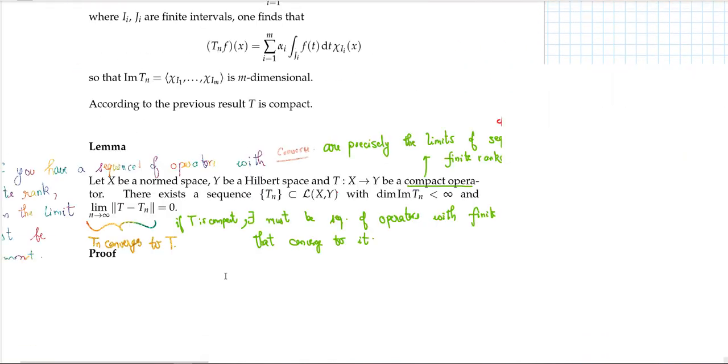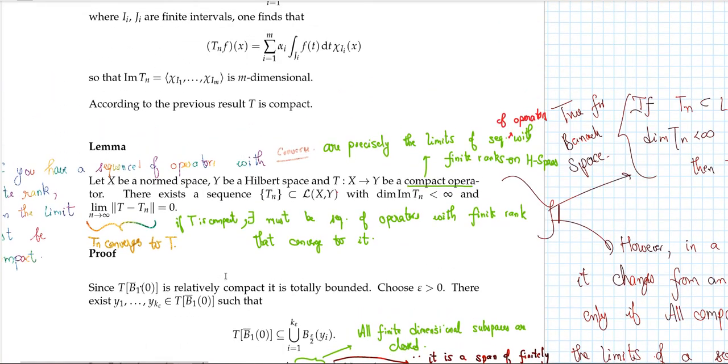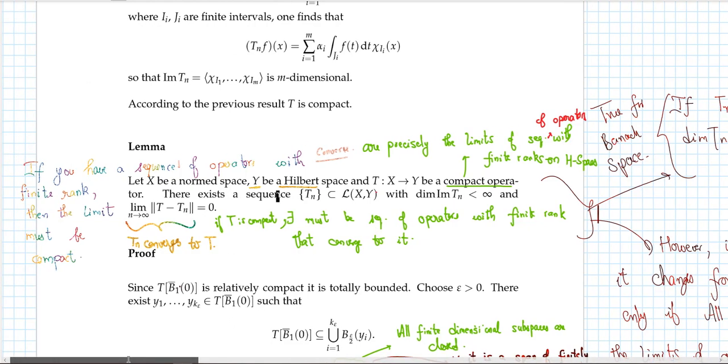And next we see a lemma. The lemma says that let X be a norm space, Y be a Hilbert space, and T from X to Y be a compact linear operator. Now, there exists a sequence Tn in L(X,Y) with dimension of image of Tn less than infinity and limit n tending to infinity of the norm of T minus Tn equals to 0, which means that T is the limit of Tn.